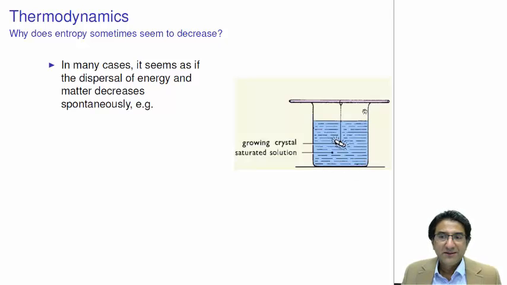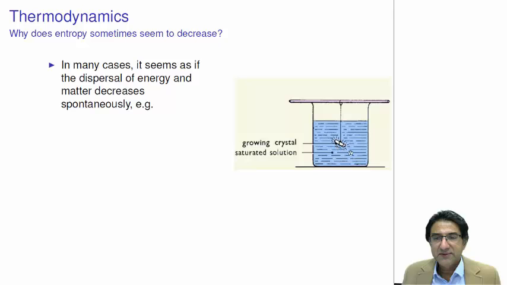You have a glass or a beaker full of concentrated salt and you balance a little string into it, and after a while you see a crystal growing on the end of the string. It's a classic way to grow crystals. Now, the thing is, the liquid is disordered, and it seems as if the crystal is forming out of nothing.